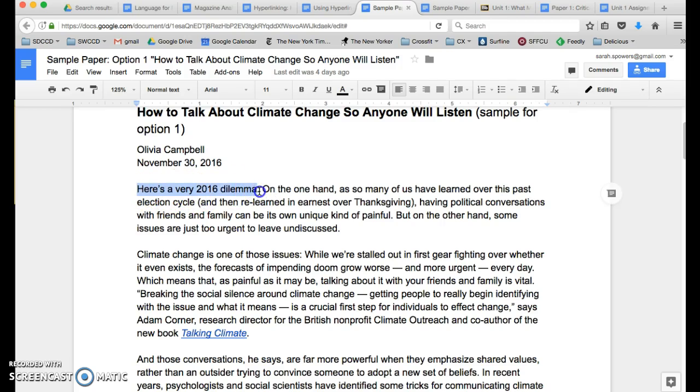And it's sort of anecdotal. We're sort of with that person on Thanksgiving, right, with their family. But really this ends up being their thesis, right? Some issues are just too urgent to leave undiscussed, right? That we can't shy away from some things that are so important just because they make us feel uncomfortable.